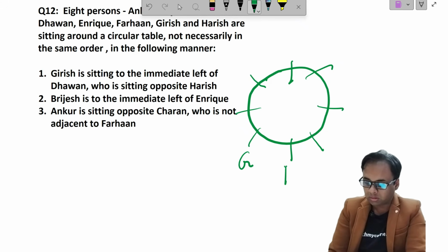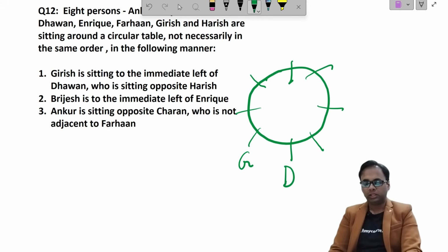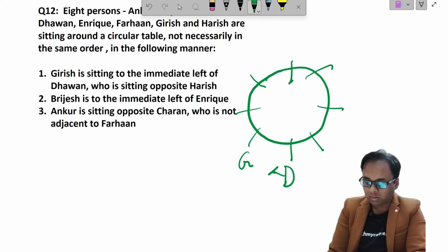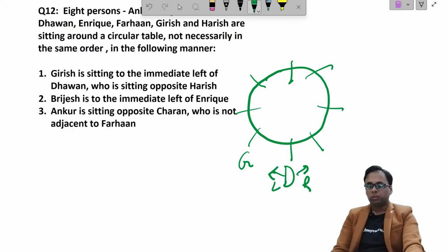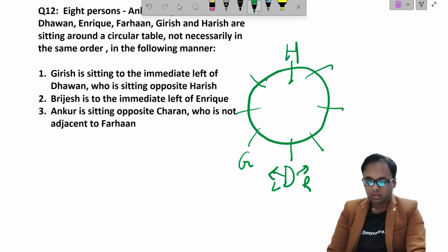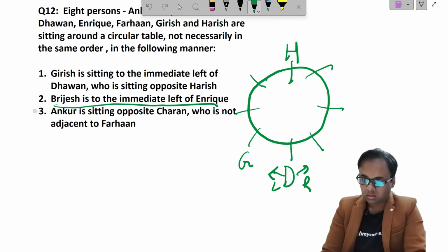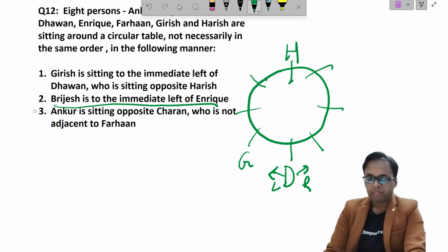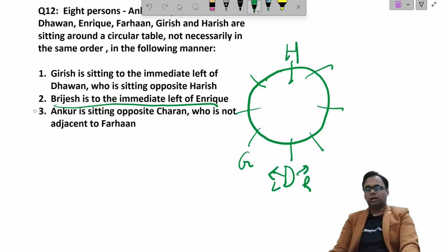Now Girish is sitting to the immediate left of Dhawan. So Girish is sitting here and Dhawan is sitting here, because this is the left of Dhawan and this is the right of Dhawan. Left, right. Correct. Who is sitting opposite Harish? Dhawan is sitting opposite Harish. Correct. Next condition, Brijesh is to the immediate left of Enric. I don't know where Brijesh is right now. Next we have Ankur is sitting opposite Charan, who is not adjacent to Farhan.